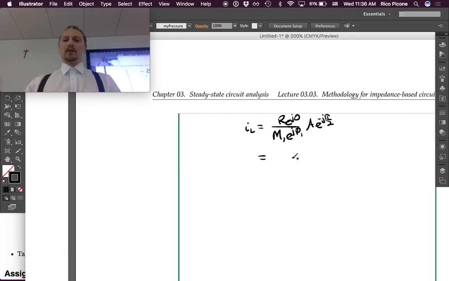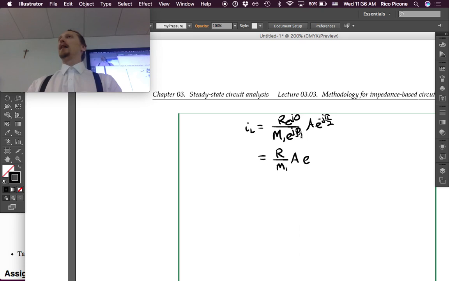So we can combine all of the amplitudes by multiplying and dividing them, right? And we can combine all the phases by adding and subtracting them. So the multiplications all come out to be R over M1 times A, right? Times e to the, you've got a 0 phase to add here, so that one's not making a contribution. We're going to have this e to the j phi.